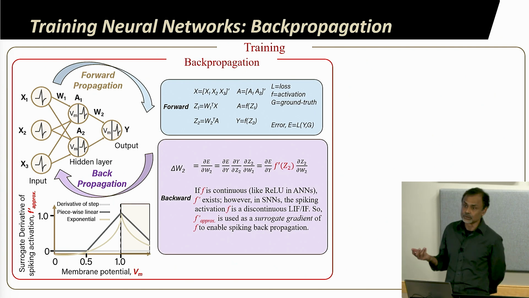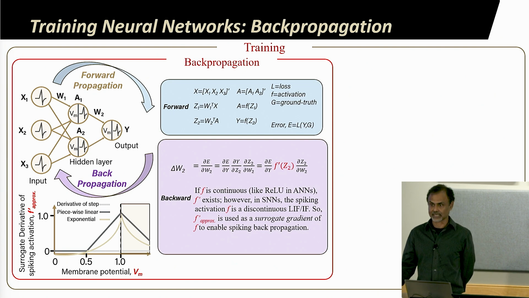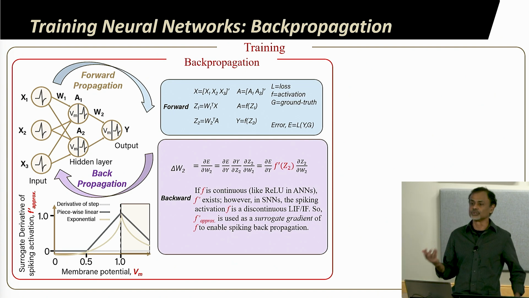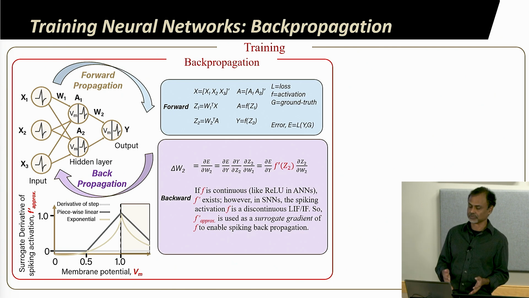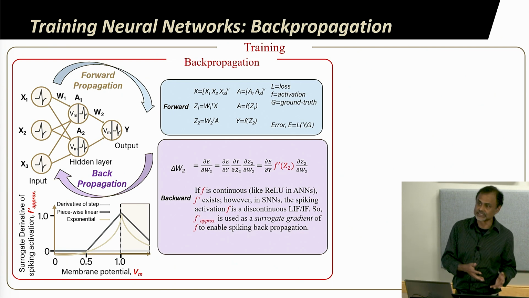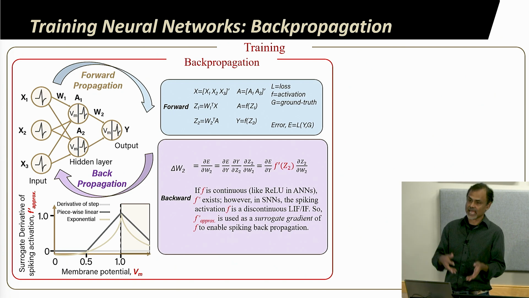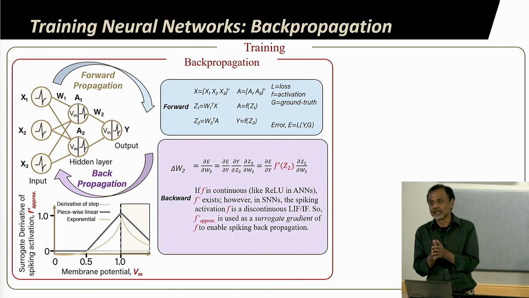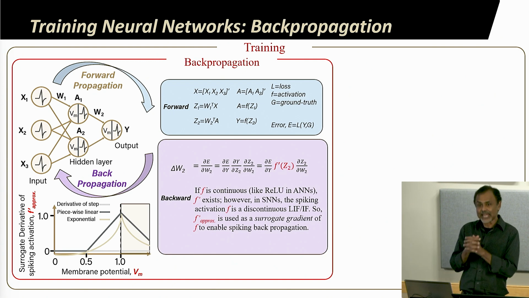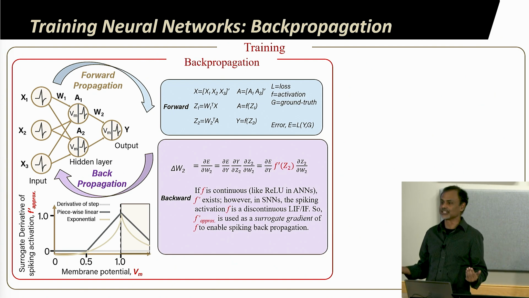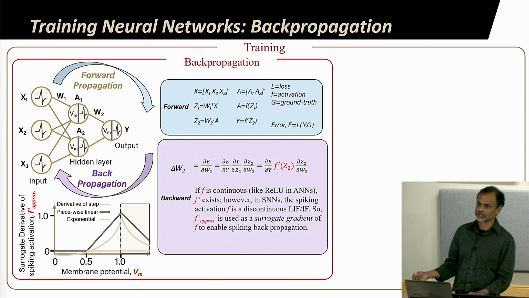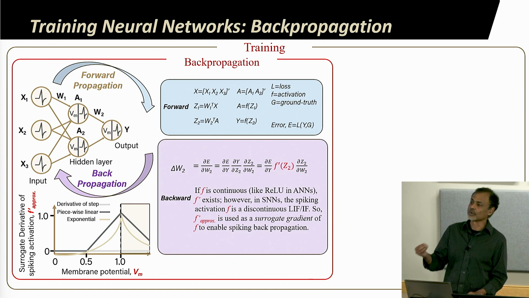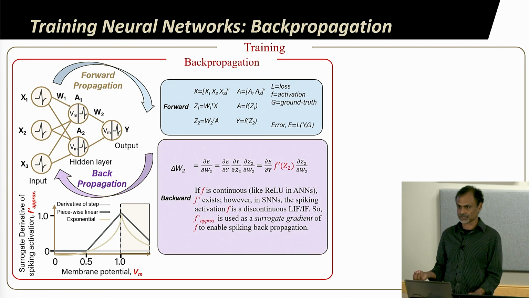Now when it comes to ANNs, the standard networks, what we use is ReLU. And ReLU is differentiable, so that's not a problem. Sigmoid is differentiable, and tan hyperbolic is differentiable, that's not a problem. But if this is a spiking neural network, then F, the activation function, is a leaky integrate-and-fire kind of neuron, as an example. And unfortunately, that's not differentiable everywhere. So what do we have to do then? I have to make some approximations.